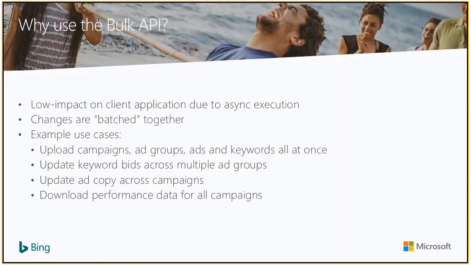Some examples of using the bulk API include uploading campaigns, ad groups, ads, and keywords all at once, updating keyword bids across multiple ad groups, and downloading performance data for all campaigns in your account. Next slide, please.